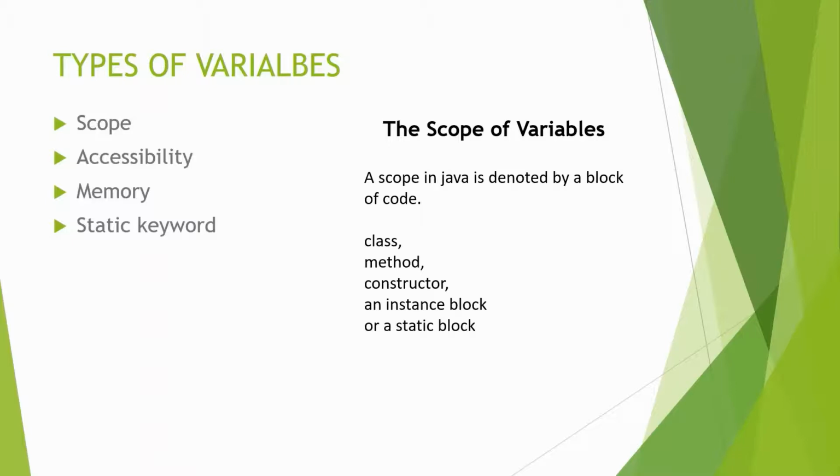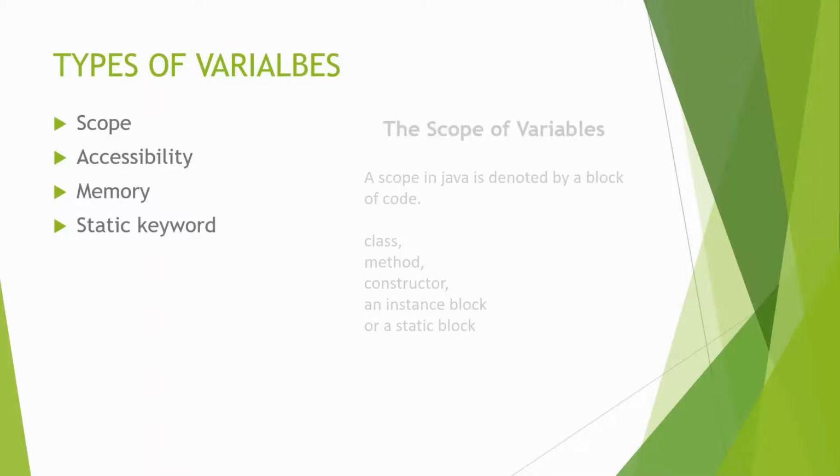As we have seen from the previous lessons, we defined a class scope with an open curly bracket and a closed curly bracket, and we also defined the scope of methods, especially the main method, with an open curly bracket and a closed curly bracket. So that is what a scope actually is.